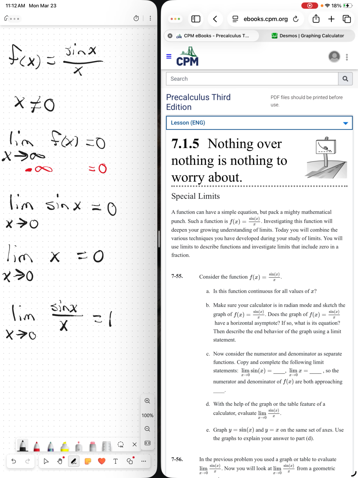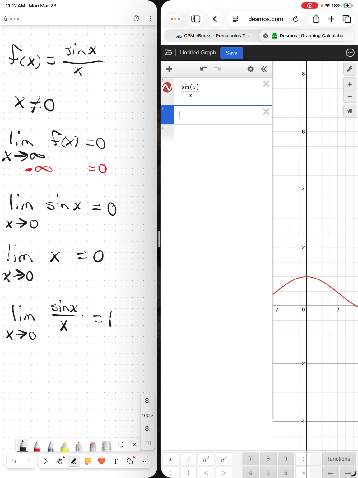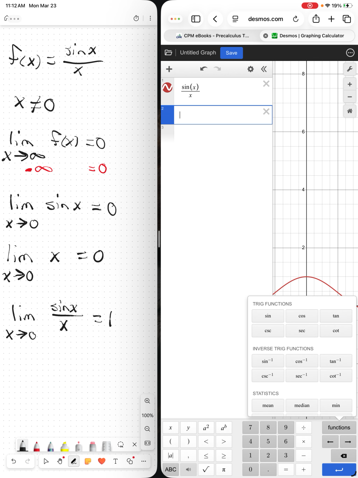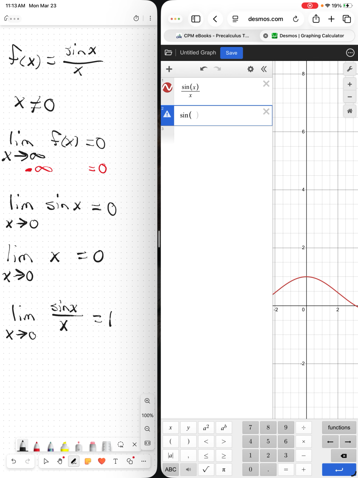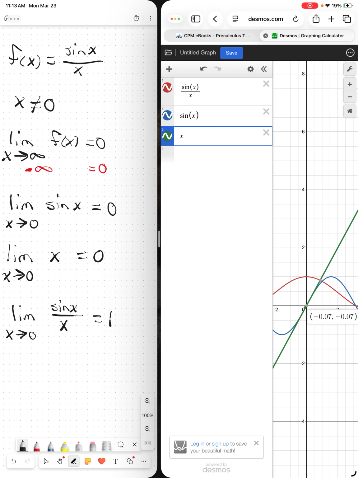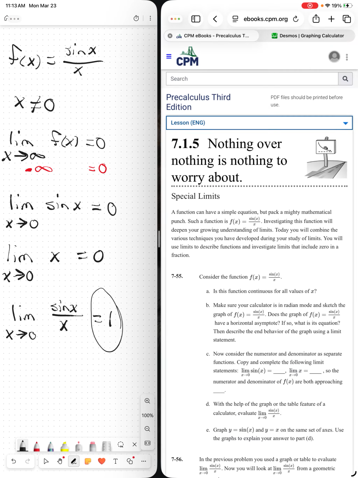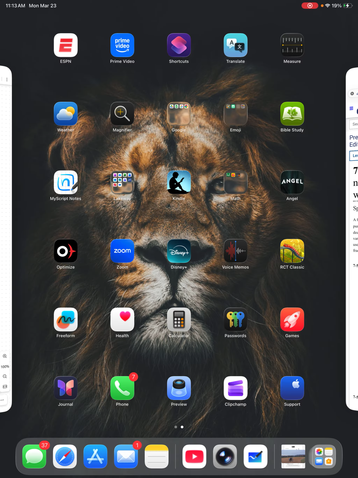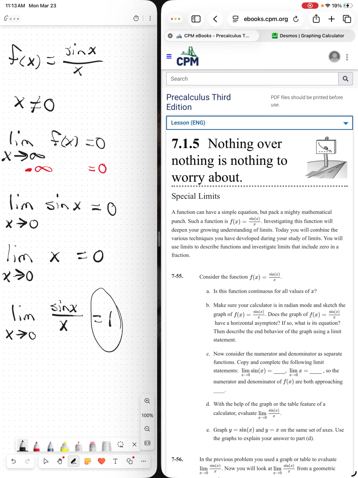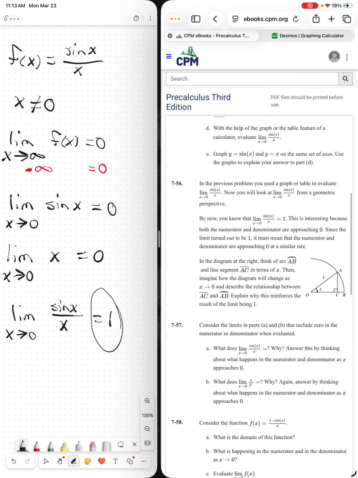Okay, so now it says graph sine of x and x on the same set of axes. Right, so if we graph sine of x, and then we graph x at 0, they're approaching it at the same rate, which is really what this is saying. They're approaching it at a rate of 1. And that's really what's happening there. So we will learn later on what that means.